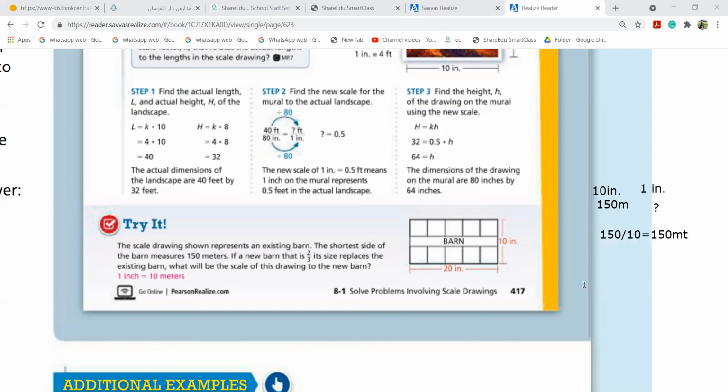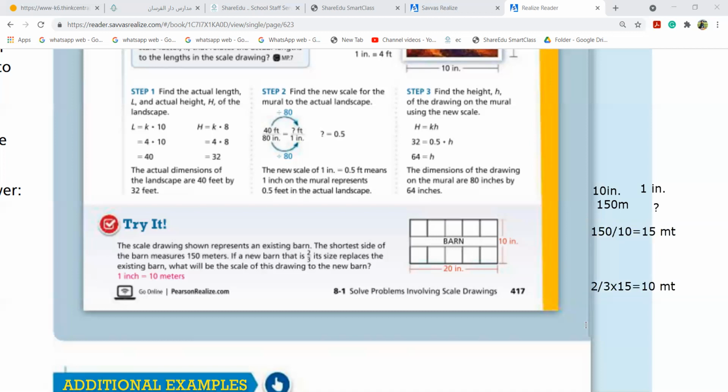Now, the question is 2/3 of its size. When I divide 150 by 10, I get 15 meters. And they ask you 2/3 of the old one. So what is 2/3 of 15? 2 over 3 times 15. If you multiply this, you get 10 meters. This is your answer.